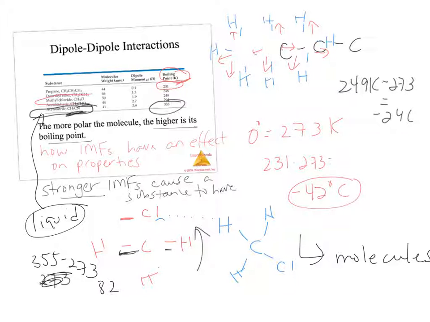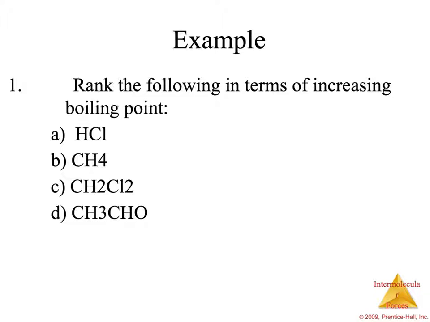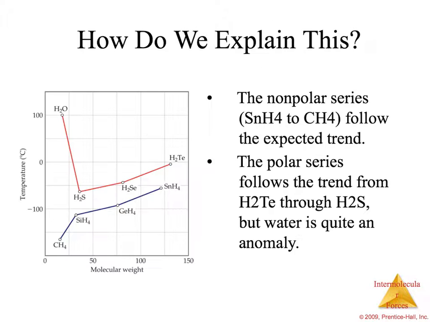So to convert from Kelvin to Celsius, you take your Kelvin temperature. Kelvin minus 273 equals your Celsius temperature. Okay, we're going to talk about this in class. Now we're going to talk about hydrogen bonding.